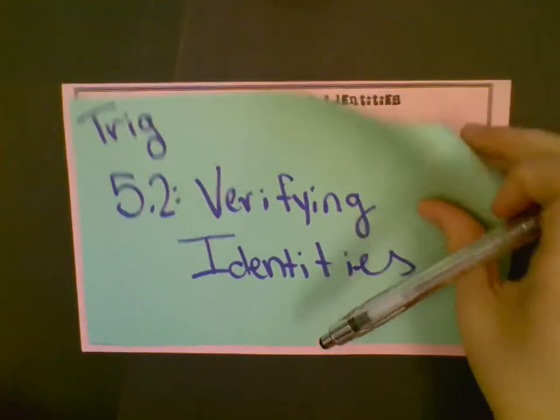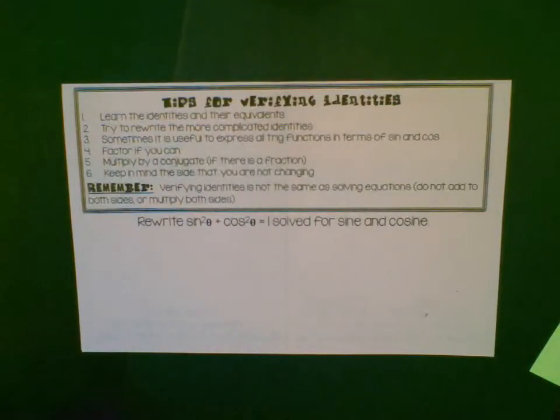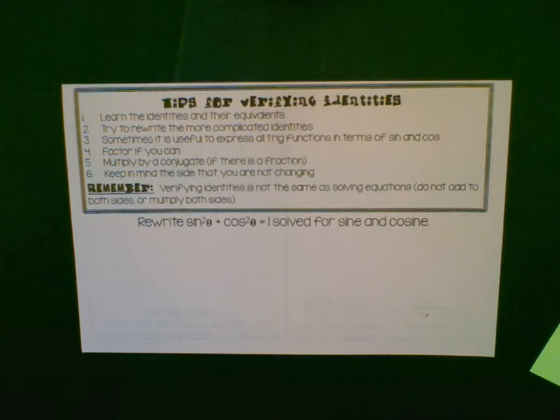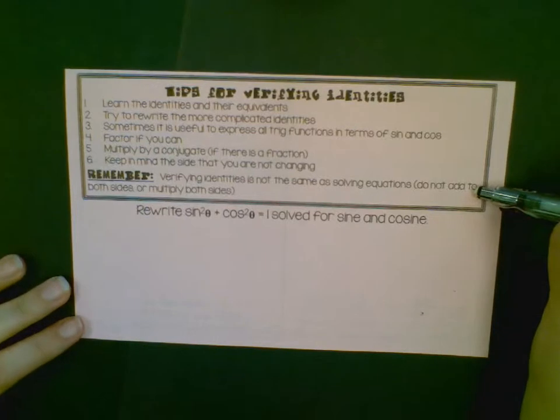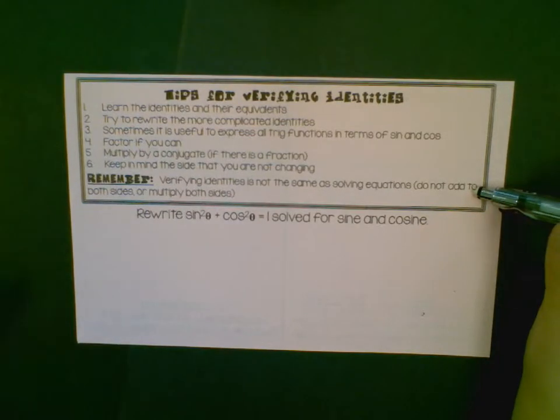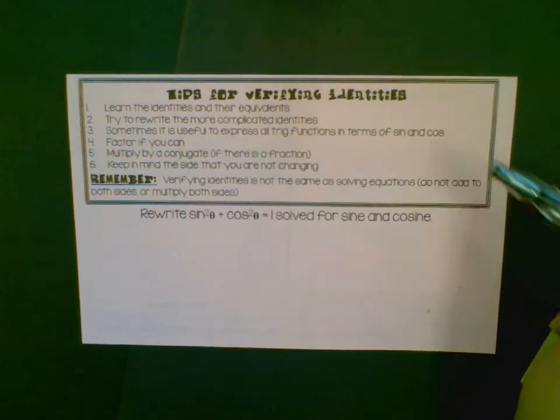So in this section, we're going to be verifying identities. Another way to say that is basically we're proving that one side of our identity is equal to the other side. But it's not the same as solving an equation, so we can't do any of those things we would do to an equation, like add something to both sides or multiply both sides by something. We can only manipulate one side using other identities and plugging stuff in or factoring.